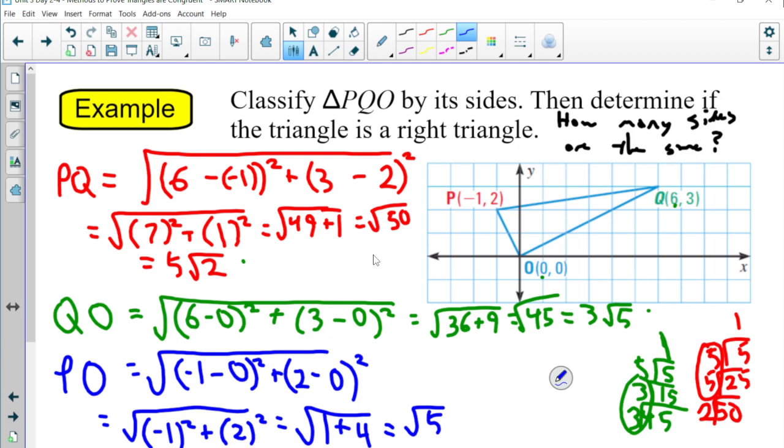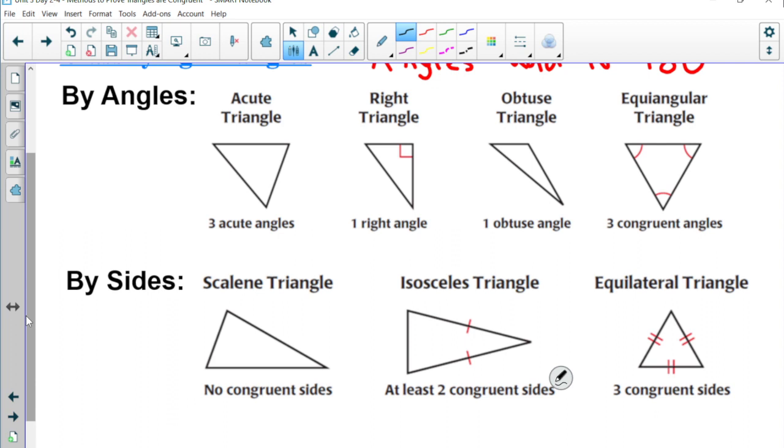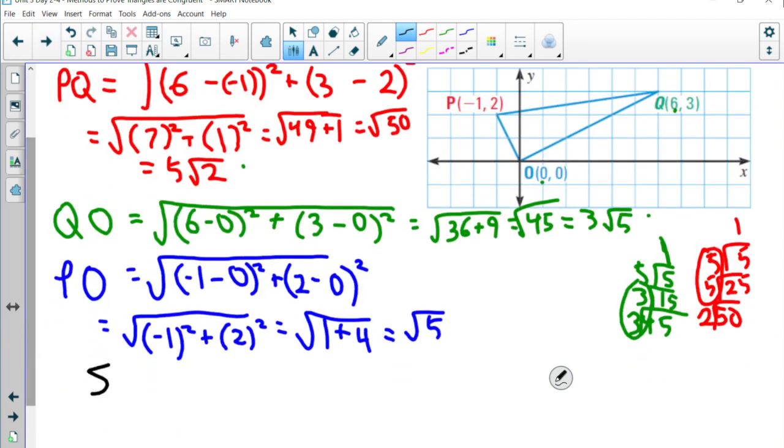And so now we ask again, do we have a match? No, we don't. Therefore, we have none of the sides the same. So none of the sides are the same, and we had a word for when none of the sides were the same. Back here, which one had none of the sides the same? It was scalene. So we're going to say that this is a scalene triangle.